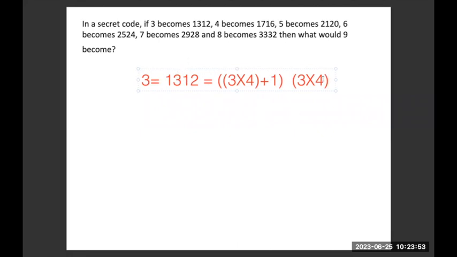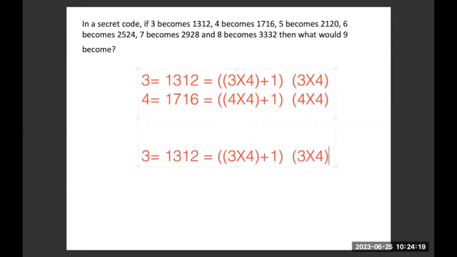Likewise, if you do the next sequence for 4, it will be exactly the same. 4 becomes 1716, 4 and 4. This is how it will look, and similarly for 9, it will look something like this. 9 by 4, 36 plus 1, 37, which is the first two digits. 9 by 4, 36, which is the last two digits. Okay, simple.